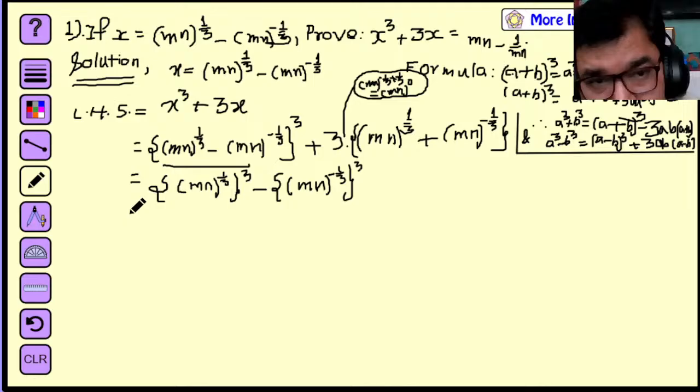Look here, it will come. If you open this one, look, power and whole power is multiplied in laws of indices. This 1 by 3 will multiply with this 3. Then 3 by 3, this cancels. And here also, this 3 and this 3 will be cancelled because it will come like this, no?